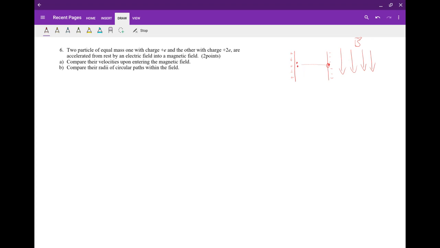Now their charges are different. Their masses are the same. And so what's going to happen, so we want to compare their velocities upon entering the magnetic field. So basically we know that the one with more charge will experience a larger push from this electric field, okay? And since they're the same mass, I imagine that when it gets here, it's going to have a greater velocity, okay? So let's go ahead and take a look at this.